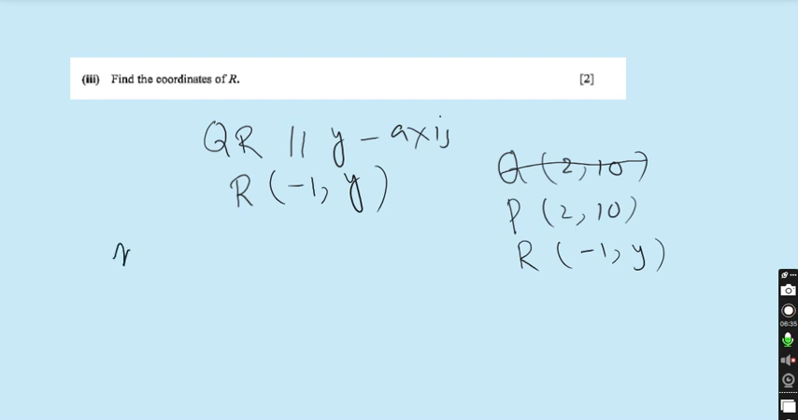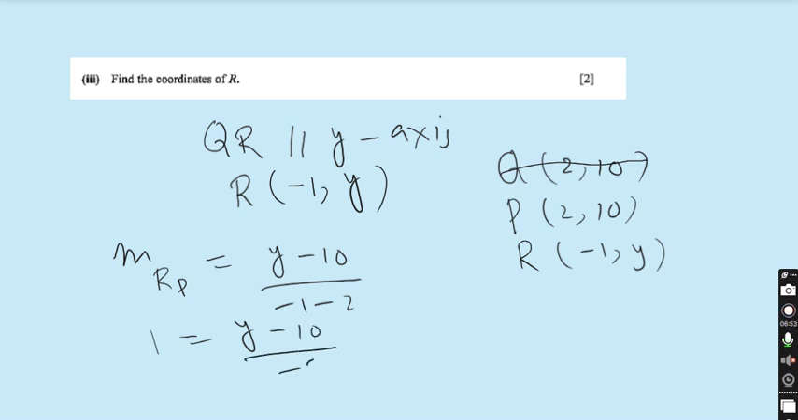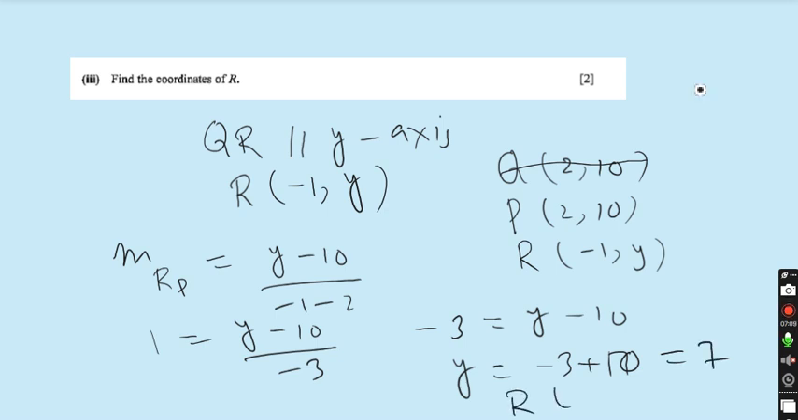So the gradient of RP is equal to y2 minus y1, y minus 10, upon x2 minus x1, and the gradient of RP given in the question is 1. So y minus 10 upon -3 equals 1. Minus 3 into 1 is minus 3, which is equal to y minus 10, and y is equal to minus 3 plus 10, which is 7. Hence the coordinates of R are (-1, 7).